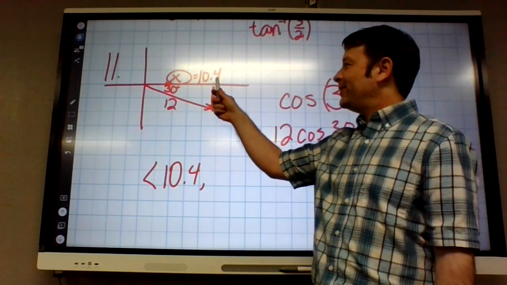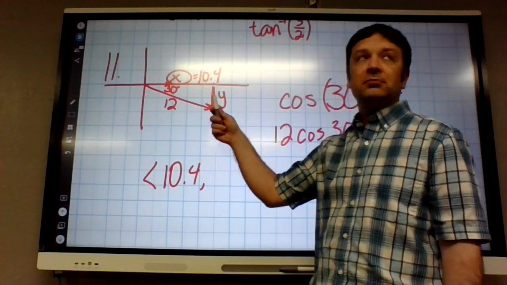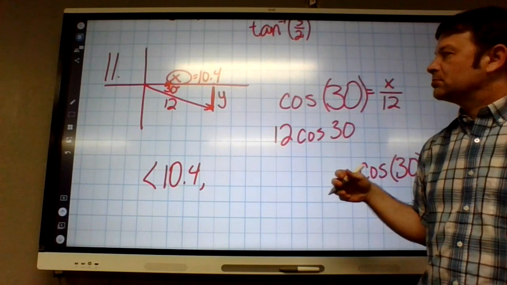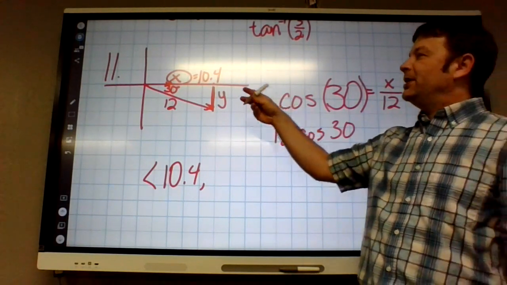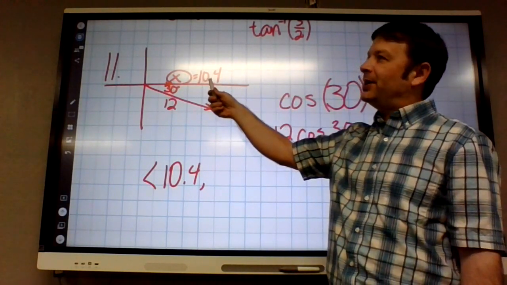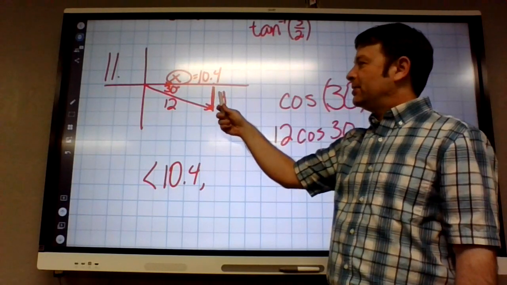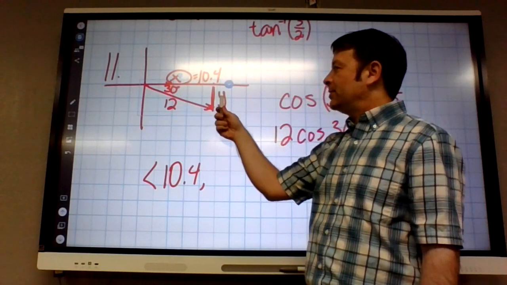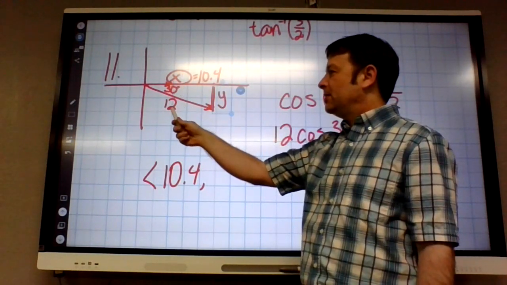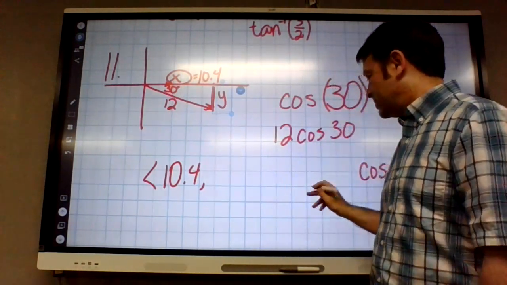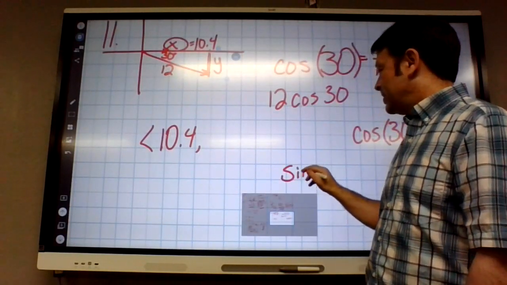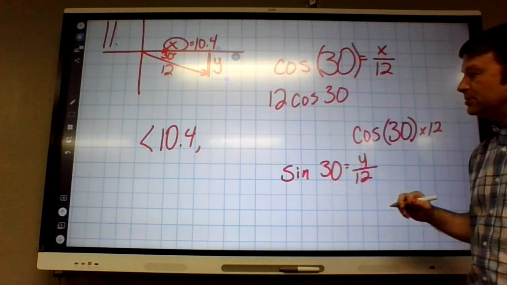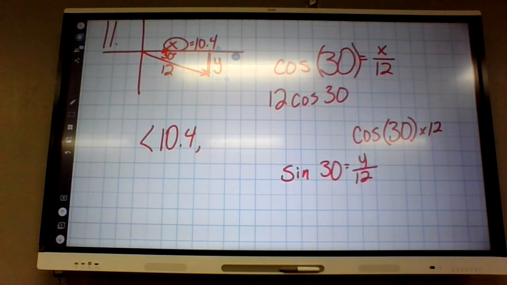All right, how could we find the y component? 10 squared plus y squared equals 12 squared. Okay, you could, but I wouldn't recommend that, because this is a rounded answer. And honestly, I think trig would be faster here. Relative to 30 degrees, we're looking for the opposite and the hypotenuse. So sine of 30 equals opposite over hypotenuse. SOH CAH TOA.